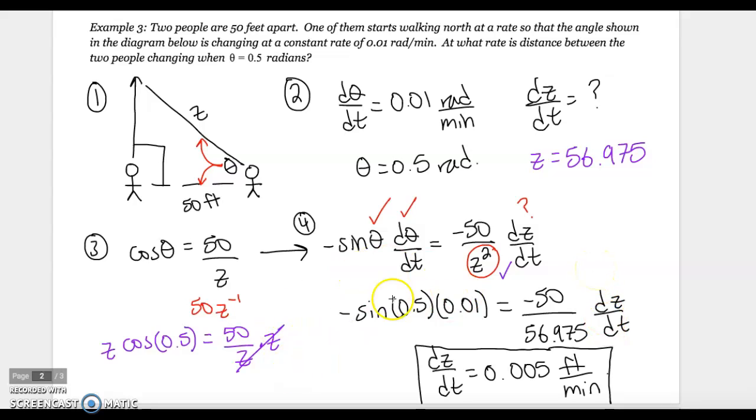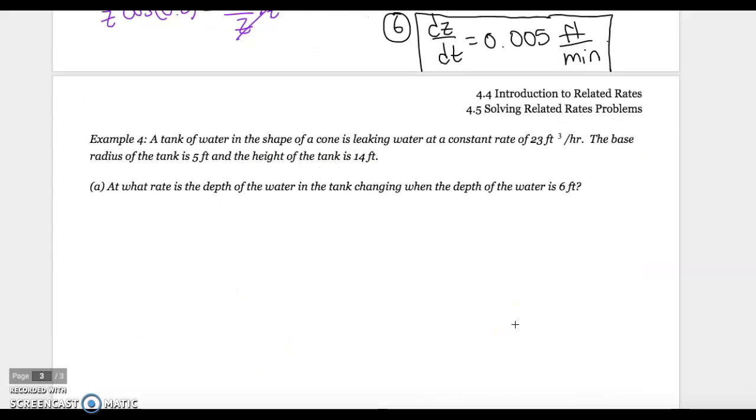And I believe that step 5 here was substituting in the actual values you knew, and then step 6 was making sure your final answer had units on it and that you could explain what it means. Awesome.